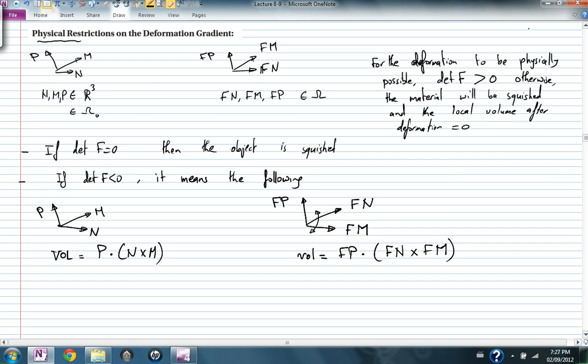So they changed whether they were following the right hand rule before deformation, now they're following a left hand rule, or if they were following the left hand rule, now they're following the right hand rule. So in this particular case, the determinant of F is less than 0, which means the material has turned inside out. This deformation is not physically possible.